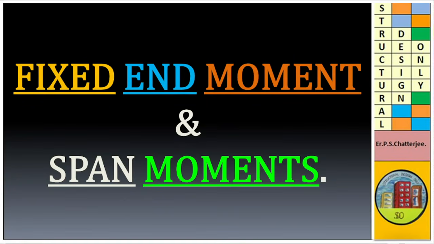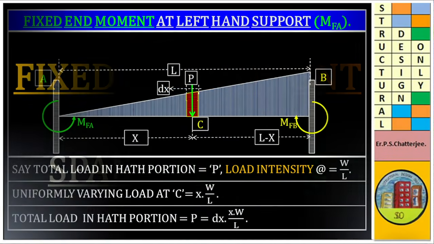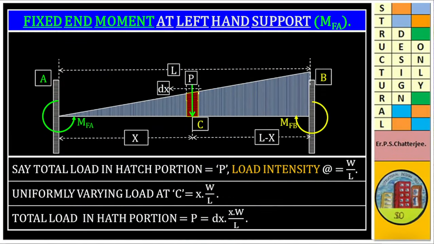Moments. The total load in the hatched portion, that means in this portion, is equal to P1. The load intensity is equal to W by L. There is a change in load. The uniformly varying load at C is equal to X distance into W by L. The total load in the hatched portion is equal to X into W by L into dx. dx is a small thickness.